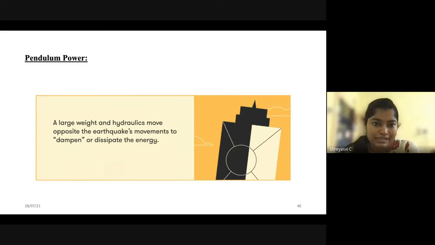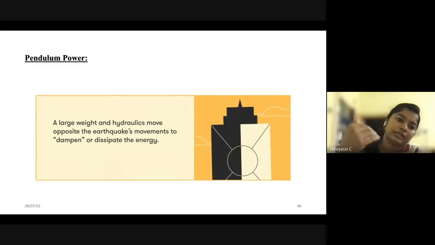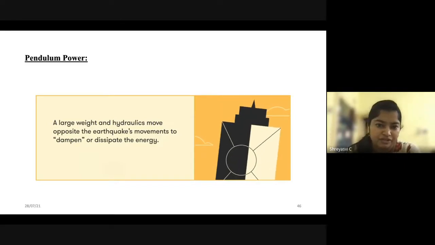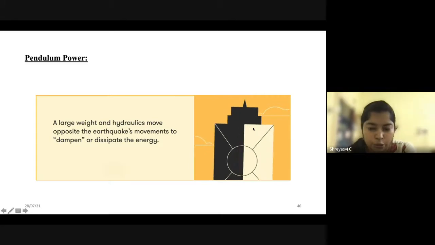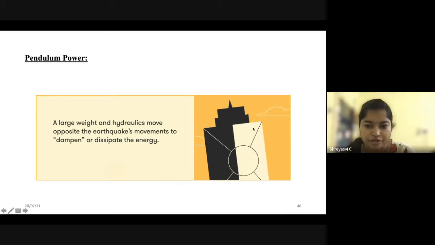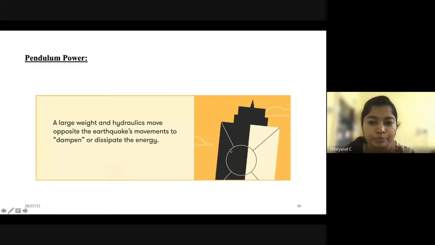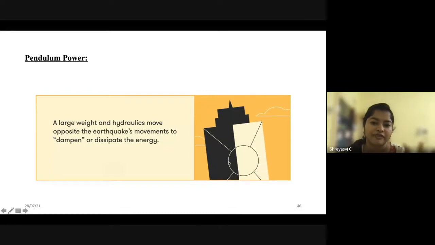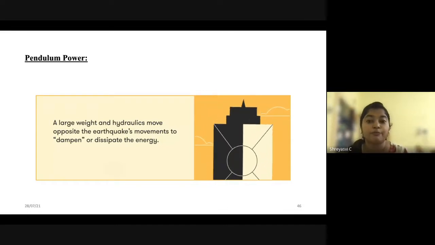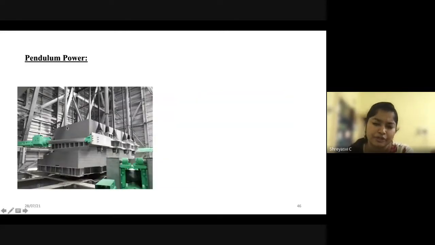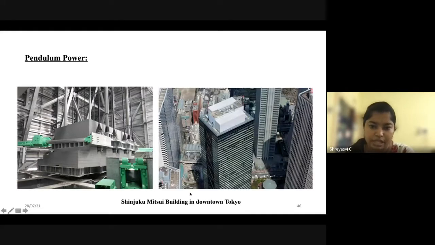Because we were talking about the tuned mass damper in the previous slide, what you call a pendulum power. What exactly this pendulum power does is that due to earthquake loading, if the building is trying to move in one direction, this pendulum moves in the opposite direction, counteracting the movement. So the mass of this pendulum should always be capable of pulling the structure back from the deformation. This type of technology is usually used in skyscrapers, and one such example is the skyscraper located in Tokyo, known as Shinjuku Mitsui Building.